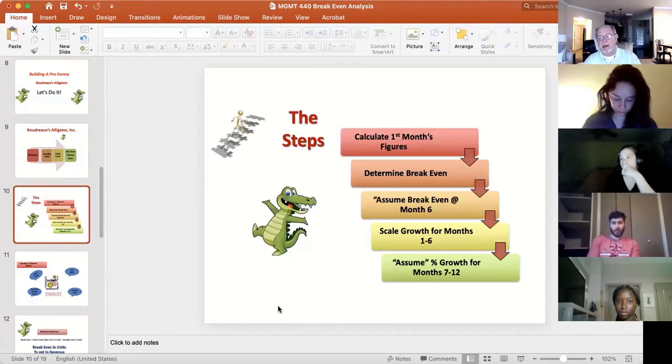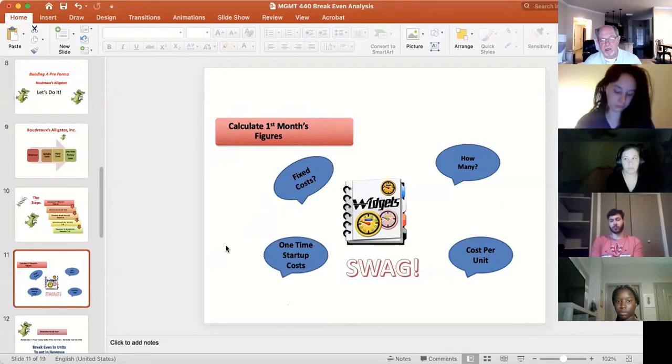So first thing we have to do, we calculate the first month's figures, determine what break even is, assume break even is going to occur at 6 months, and we then scale the growth from 1 to 6. And then we'll assume a growth after 12. So we have to calculate the first month. We have to calculate how many we're going to sell, what the fixed cost is going to be, what the cost per unit is, what our one-time setup cost is.